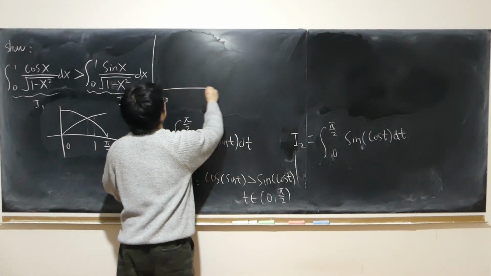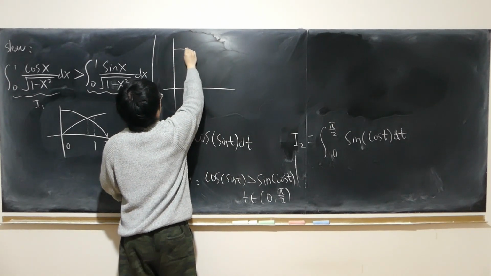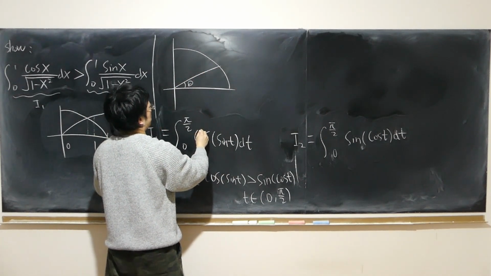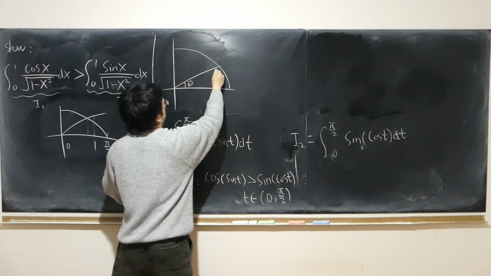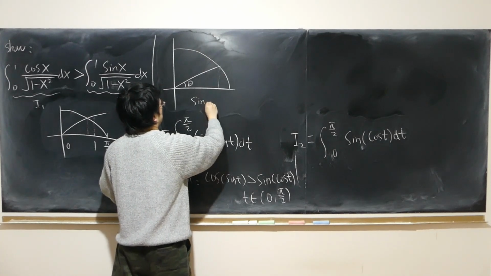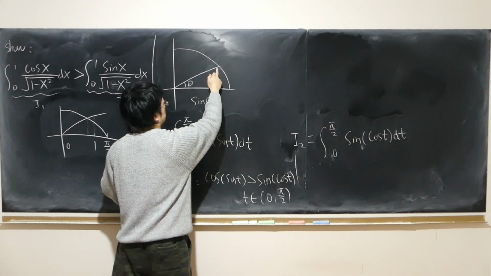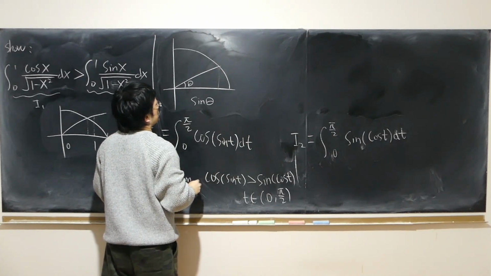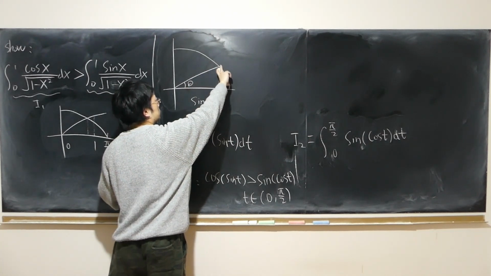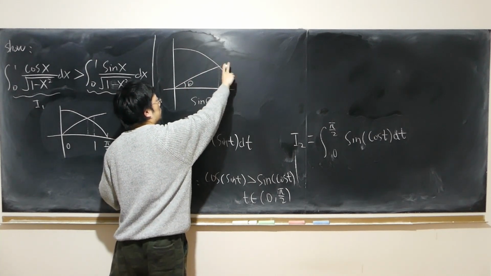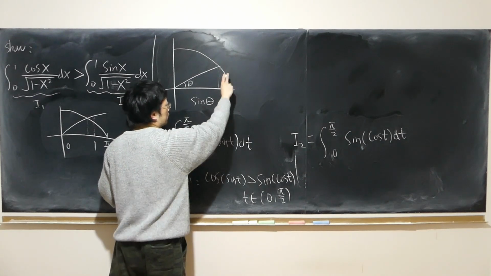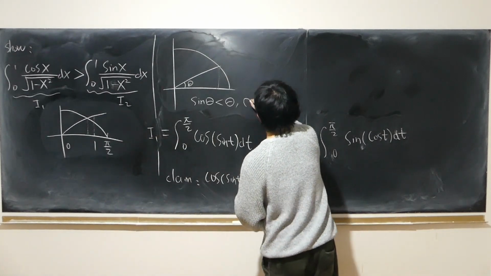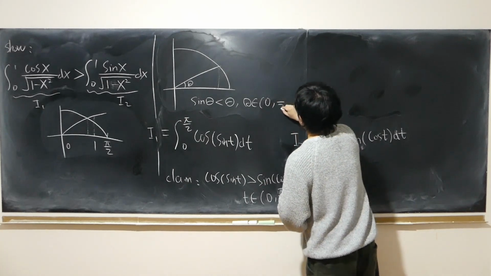From the unit circle, we learned that here is the angle theta, where theta is between 0 and half pi. Sine theta is the length of this line segment divided by the radius. The radius is 1, so it's just the length of this line segment. Theta itself is this arc length divided by the radius. This arc length is obviously bigger than the length of this line segment. So sine theta is less than theta when theta is in 0 to half pi.